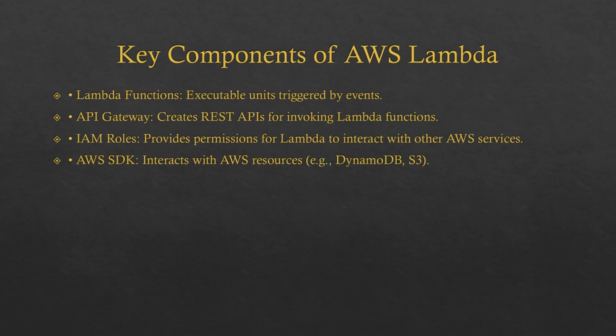The core components of AWS Lambda include Lambda functions, which are executable units that respond to events. The API Gateway helps in creating REST APIs to invoke Lambda functions. IAM roles manage the permissions, and the AWS SDK lets Lambda interact with other AWS services like DynamoDB or S3.